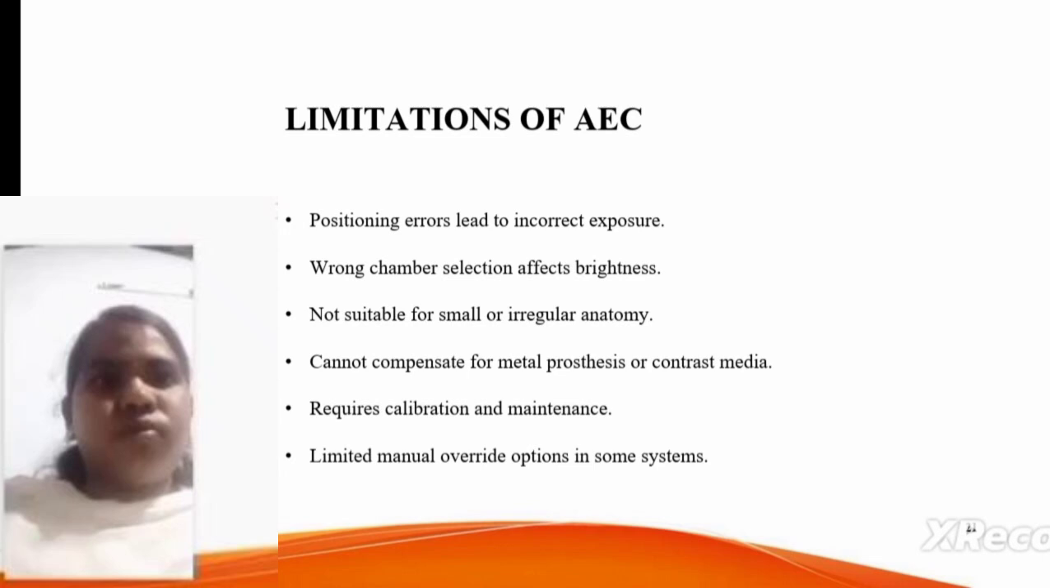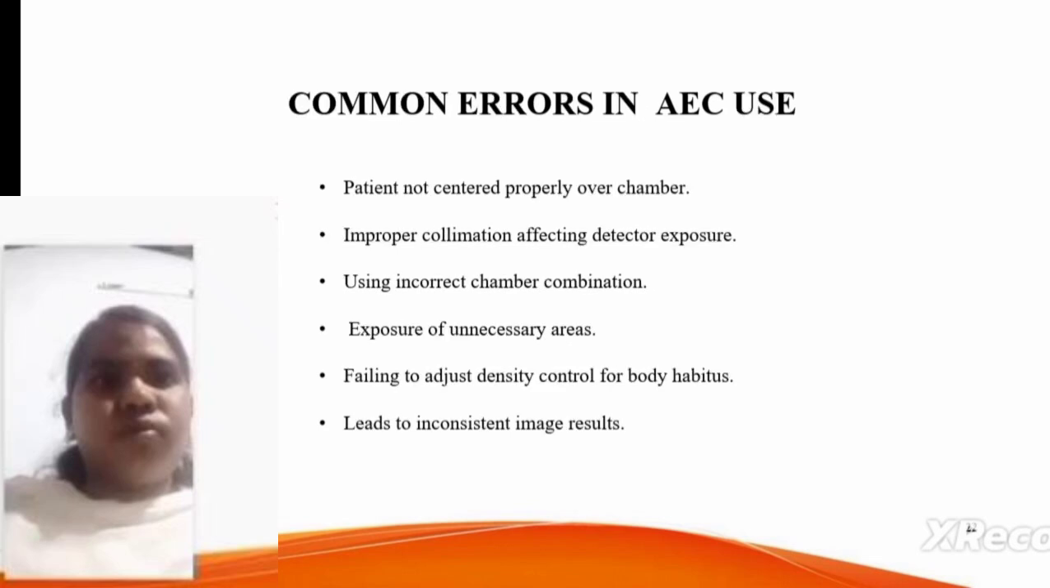Limitations of automatic exposure systems: positioning errors lead to incorrect exposure, wrong chamber selection affects brightness, not suitable for small and irregular anatomy, cannot compensate for metal prosthetics or contrast media, requires calibration and maintenance, and has limited manual override options in some systems.